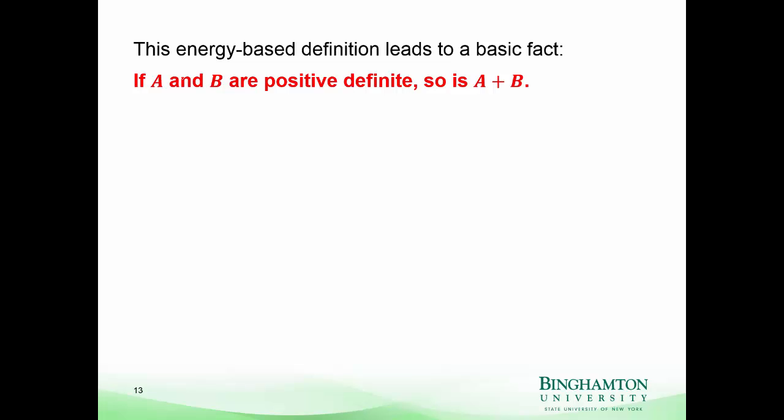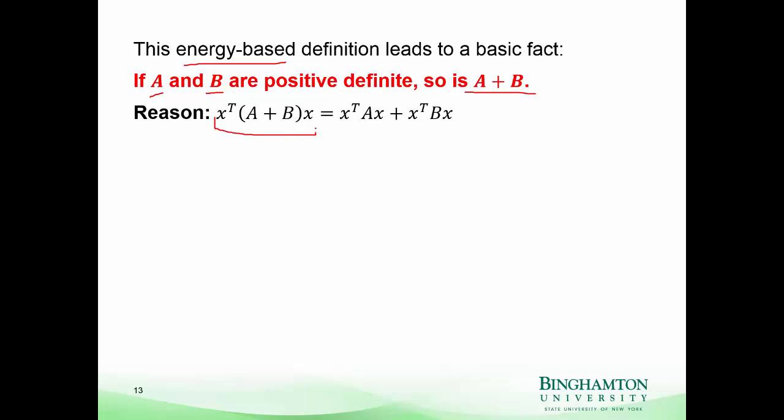So let's look at a nice ramification of this energy-based view of positive definiteness. We can immediately use this energy-based view to say that if A is positive definite and B is positive definite, so is their sum. And we can easily verify that. We take A plus B. We're aiming to show that this thing here must be greater than 0.